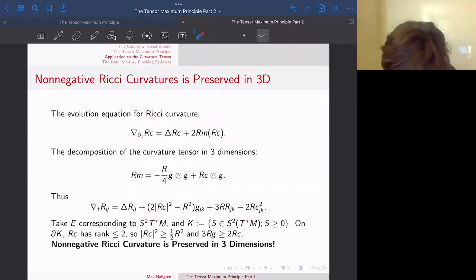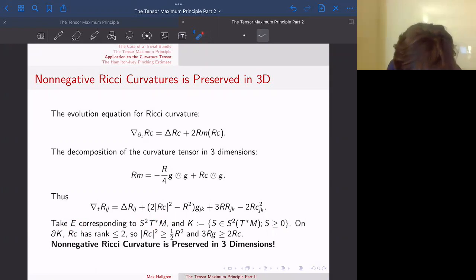And so now we'd like to apply the tensor maximum principle to this. So we're going to take, in this case, E to correspond to our vector bundle of symmetric 2 tensors on M, and our convex set is going to be the symmetric 2 tensors which are non-negative at each point.